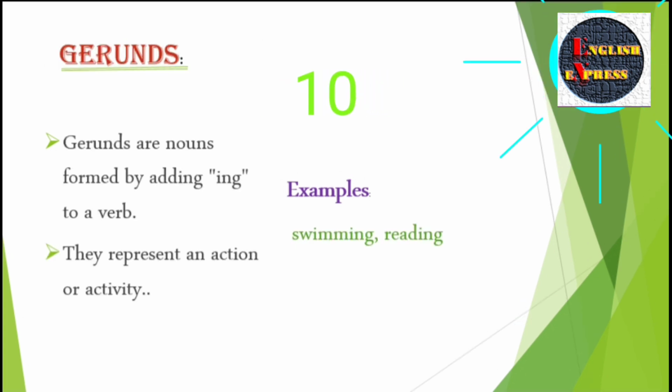The last one is gerunds. Gerunds are nouns formed by adding ing to a verb. They represent an action or activity. For example, swimming, reading, writing, dancing, eating. These are all examples of gerunds.